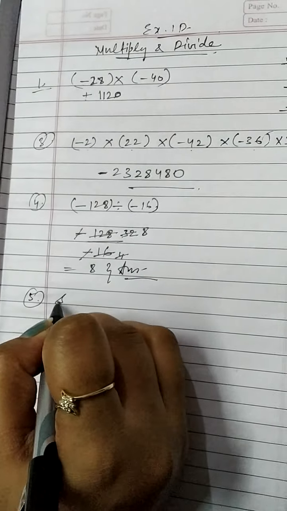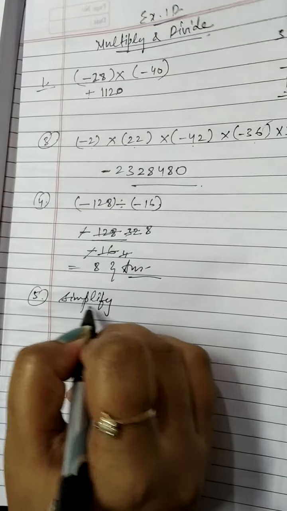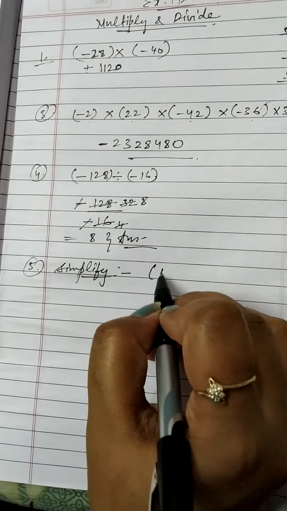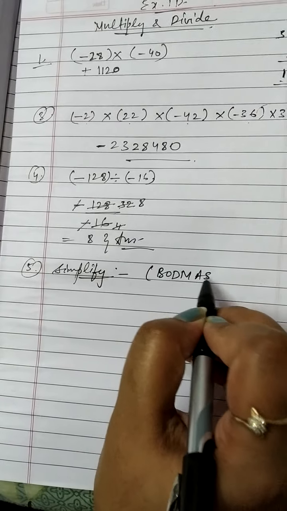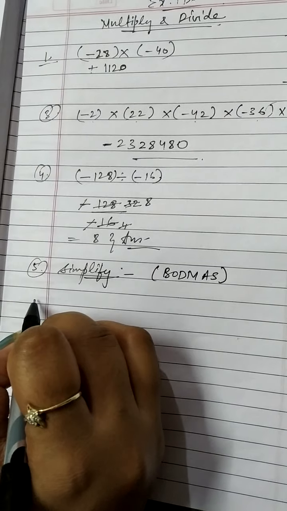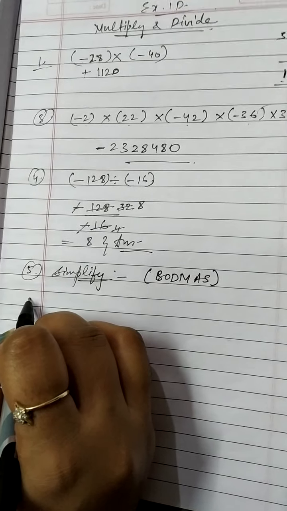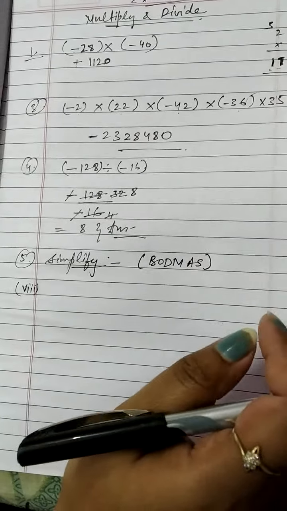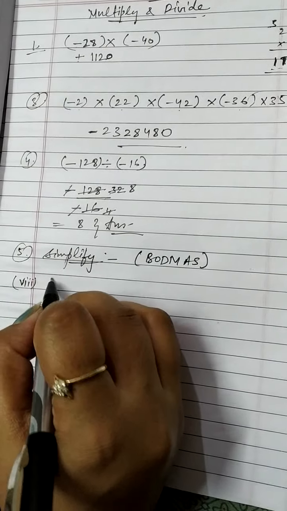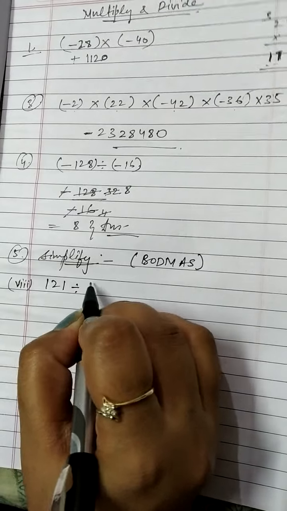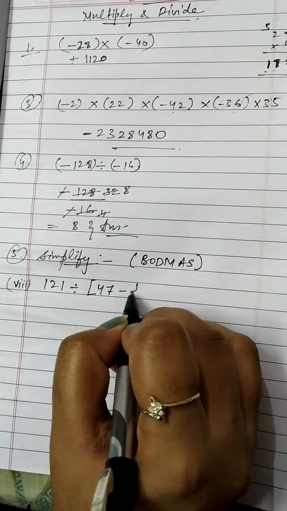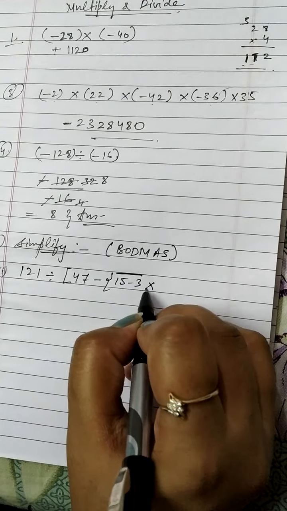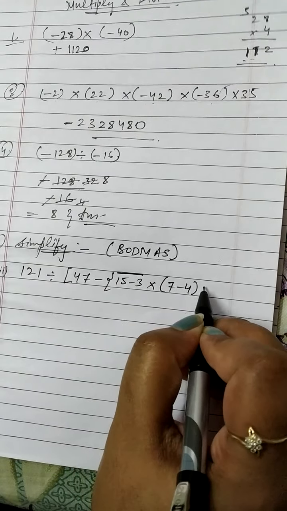Next, the 5th is about simplify. In simplify you have to strictly use BODMAS. Why? Because in your book you can see there are so many operations: plus, minus, multiply, divide, brackets, everything. I am solving one for you so that you can understand. The rest you do on your own and message me your doubts.